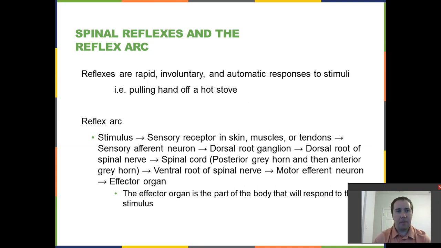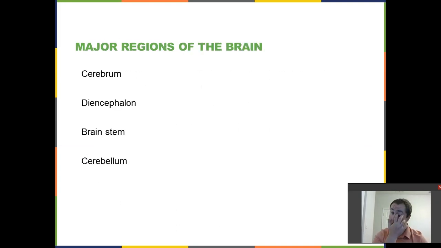Okay, so it is time to start again. We're going to move on to the brain. To me, the brain is more complicated. I mean, it is more complicated than the spinal cord. But learning the brain is tougher.